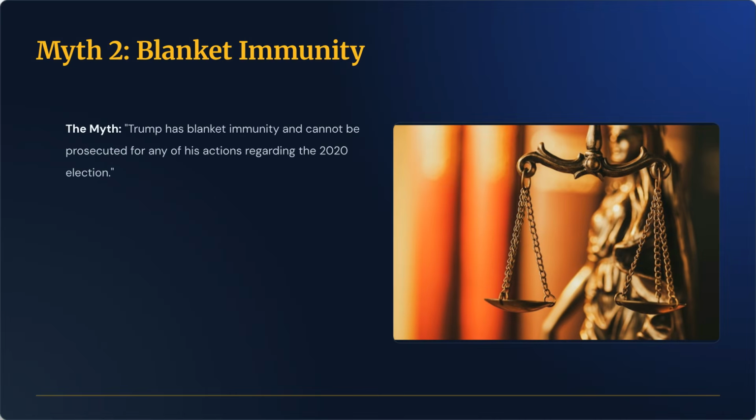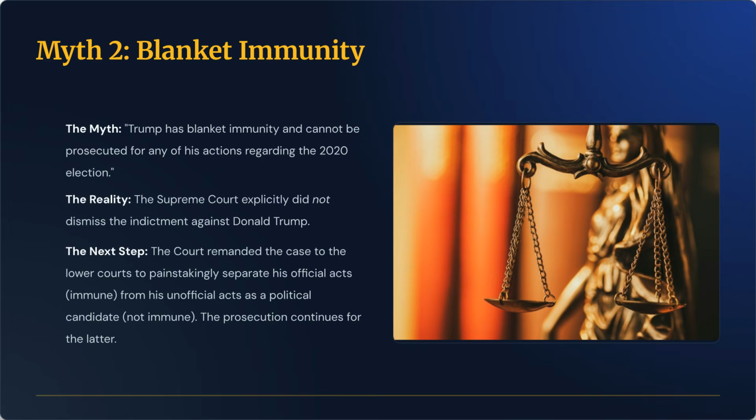Myth 2 suggests blanket immunity, meaning Trump cannot be prosecuted for any actions regarding the 2020 election. The reality is the court did not dismiss the indictment. The case was remanded to lower courts to separate immune official acts from non-immune unofficial acts.